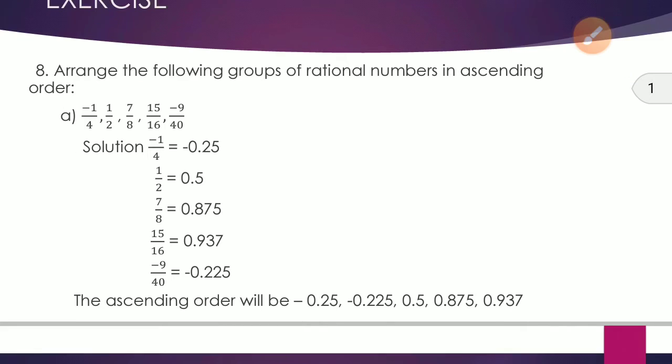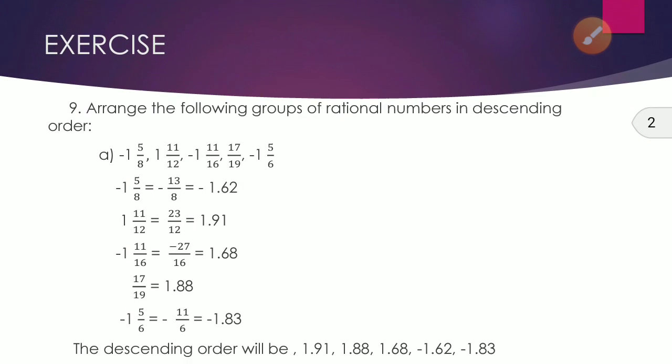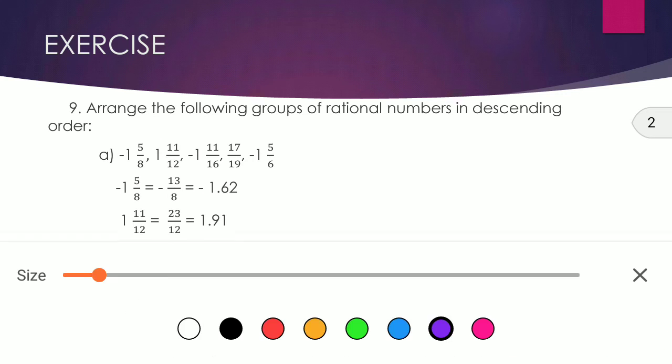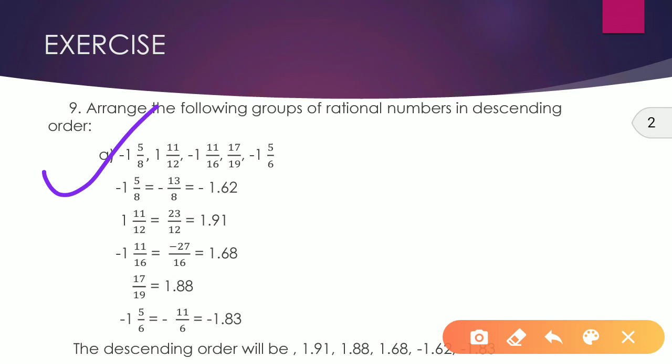So our next question is question number 9. Arrange the following groups of rational numbers in descending order. Descending order means greater number to smaller number. First we write the greater number and in the end we write the smaller number. So our question is given. This is our question. First you have to convert the improper mixed fractions into simple fractions.